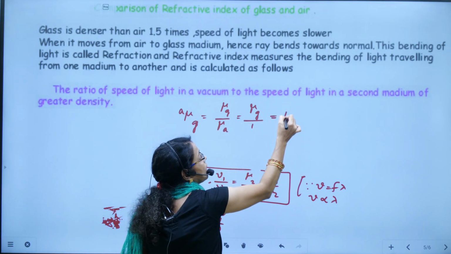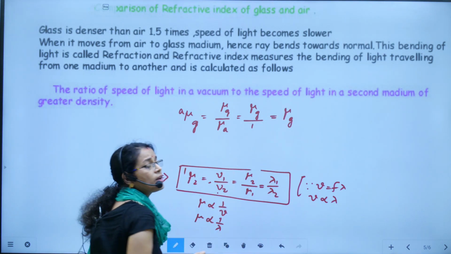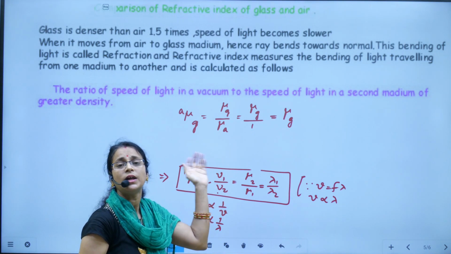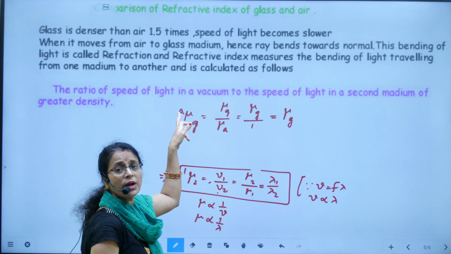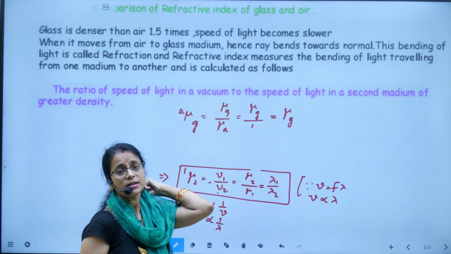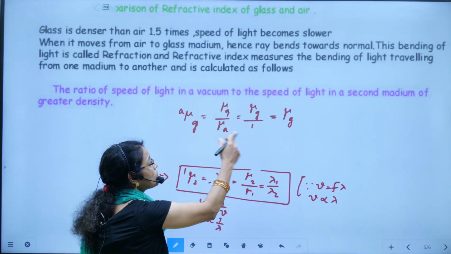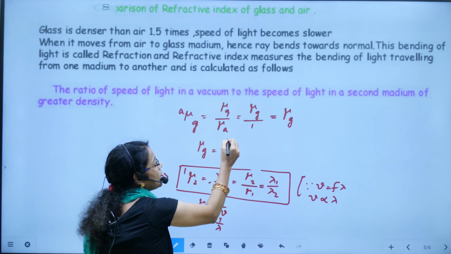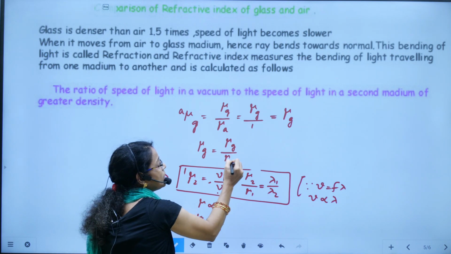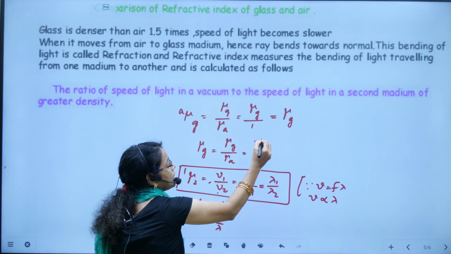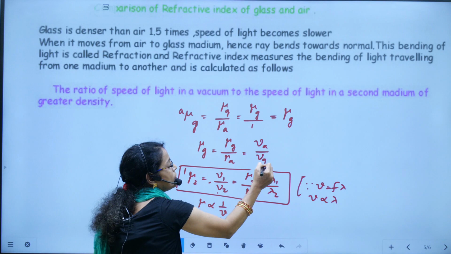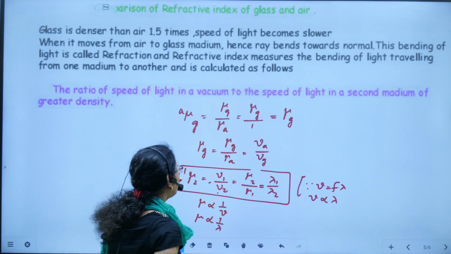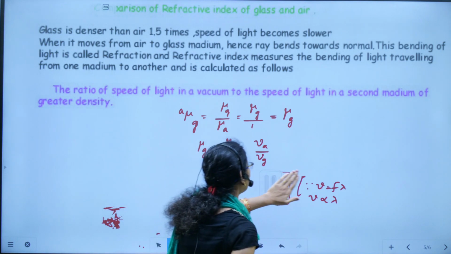So we can say that the refractive index of any medium with respect to air is the absolute refractive index of that medium. So mu g with respect to A is simply mu g. Clear? And what is its value? mu g is equal to mu g by mu A, that means in terms of speed, VA by VG. Clear?